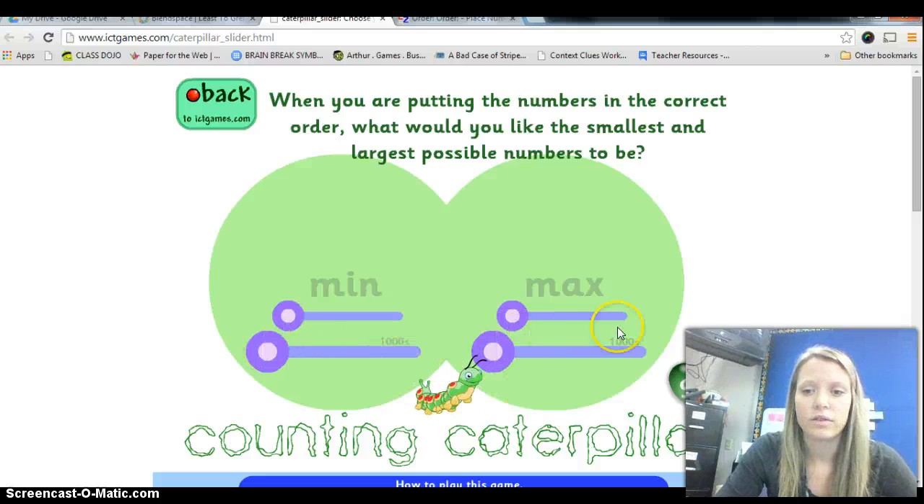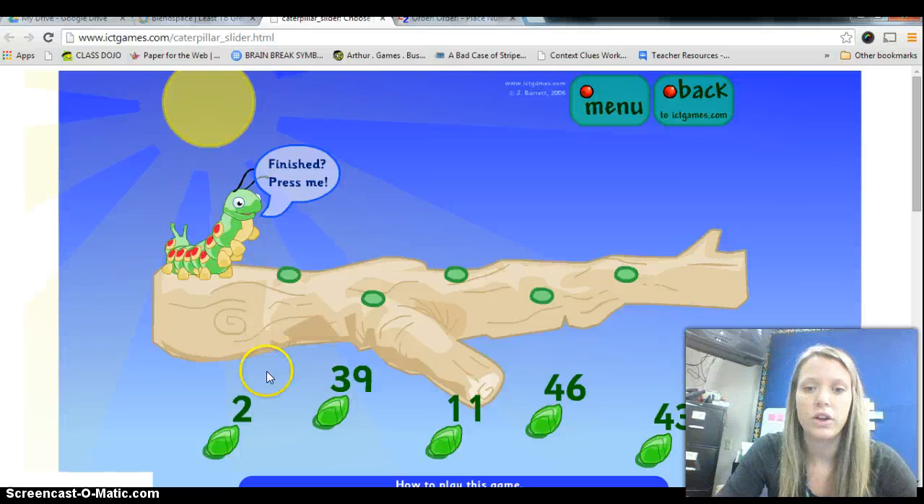We're not going to do the thousands numbers. We're only going to work on the top slider. So we're going to leave this one as it is and slide this one all the way over to the number 57 and then press go. Now you have to order numbers from the least to greatest.